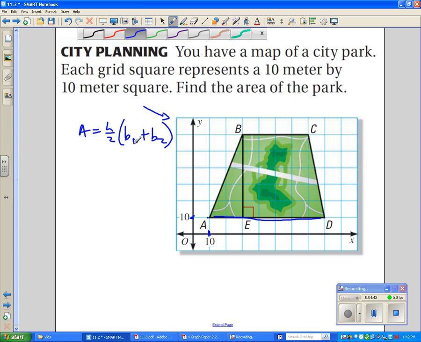Base 1 is 1, 2, 3, 4, 5, 6, 7. 7 times 10 is 70. And this is 1, 2, 3, 4, which is 40. The height is 1, 2, 3, 4, 5, so 50. Then it just comes down to chugging this out. 70 plus 40, multiply that by 50 divided by 2. And I get 2750. Checking over my work, 70 plus 40 times 50 divided by 2, and this is meters squared.